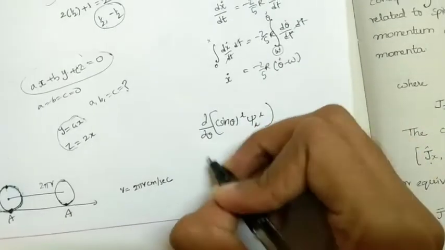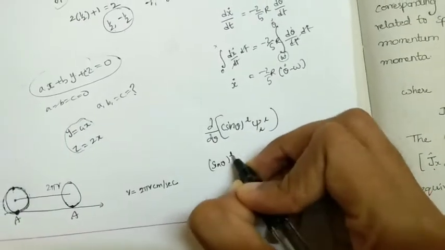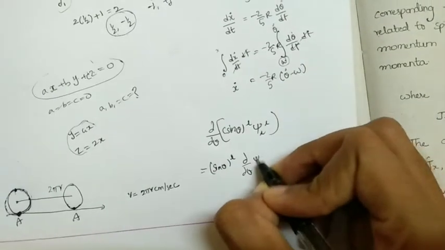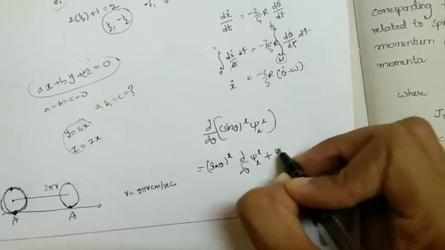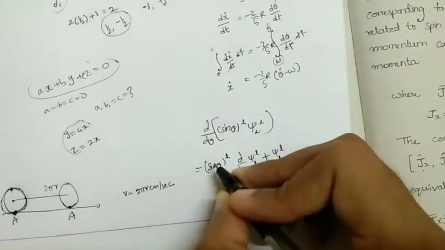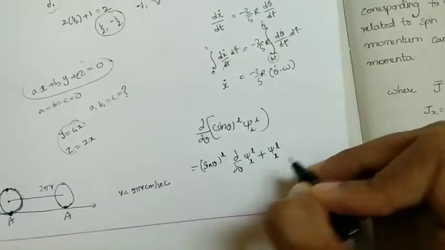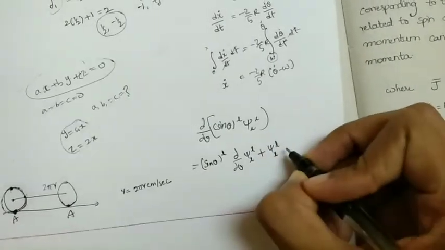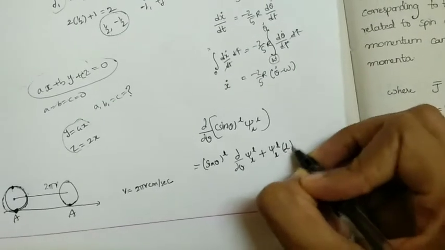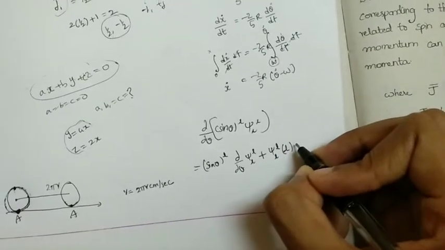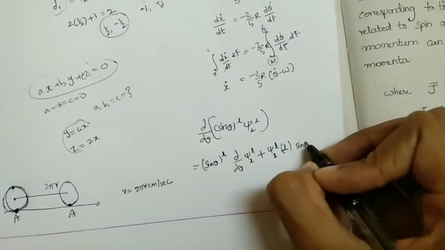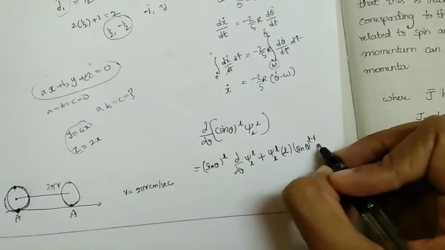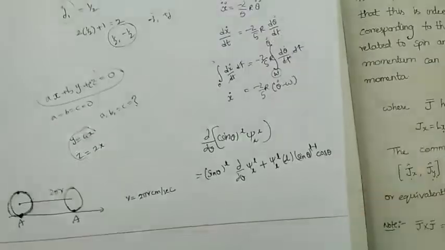So if we keep sin theta whole power l aside, this is equal to ∂/∂θ of ψ_ll, plus, if we keep ψ_ll aside, ∂/∂θ of (sin θ)^l, which is nothing but d/dx of x^n, that is n x^(n-1). So that is l (sin θ)^(l-1), and again differentiating with respect to theta, the differentiation of sin theta is cos theta.